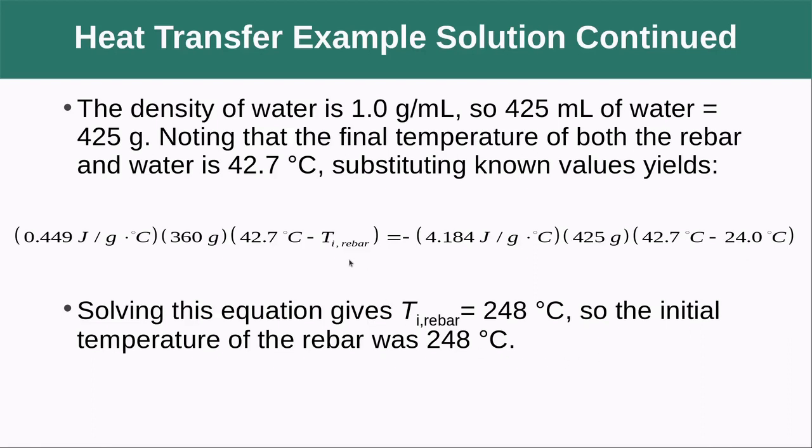Now all we need to do is some algebra, right? We're going to have to distribute these values through here. We're going to have to gather all the terms with Ti on the other side and then divide through. We can determine that the initial temperature of the rebar was 248 degrees C. And that was the initial temperature of the rebar. I have an example in the homework problems where I go through the algebra to do these kinds of problems, so if you're curious about that, you can check that.